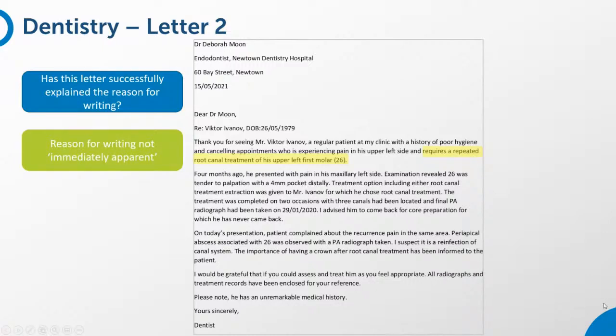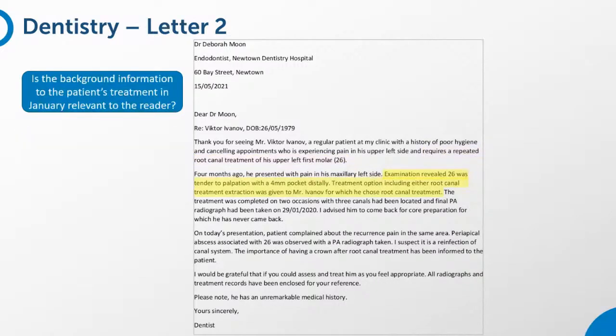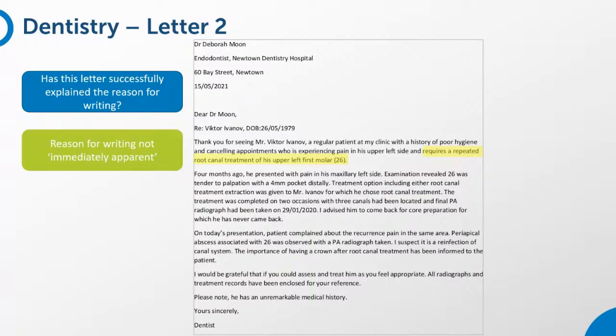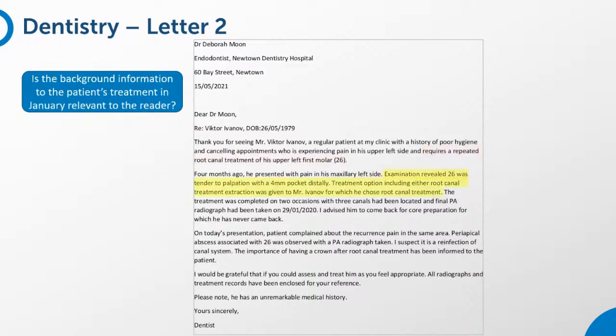So in this letter, "thank you for seeing Mr. Victor Ivanov, who requires a repeated root canal treatment of his upper left molar 26," should be the information that is first up for the reader. The other details about him cancelling appointments, being a regular patient, pain, are of secondary interest to the reader. So start with the details that the reader wants the most.